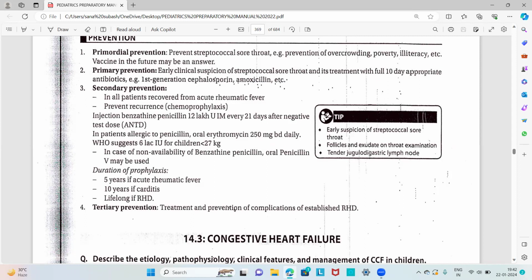Then secondary prevention. In all the patients recovered from acute rheumatic fever, to prevent the recurrence, we have to give chemoprophylaxis, that is injection benzathine penicillin 12 lakh international units intramuscularly every 21 days after a negative test dose. In patients allergic to penicillin, oral erythromycin 250 milligram twice daily is given, and WHO suggests 6 lakh international units for children less than 27 kilograms. In case of non-availability of penicillin, oral penicillin may be used, and the duration of prophylaxis is 5 years.